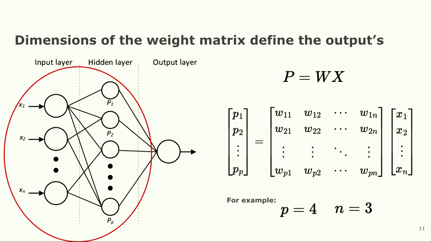The dimensions of a layer are defined by the dimensions of the weight matrix that produces it. For example, if we want to have 4 processing units in the hidden layer of a neural network that has 3 units in the input, then the dimensions of the weight matrix for that hidden layer should be 4 rows and 3 columns.